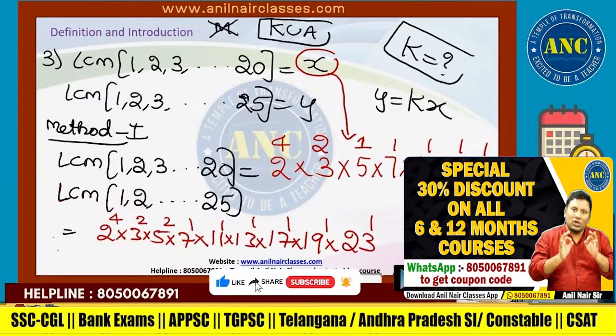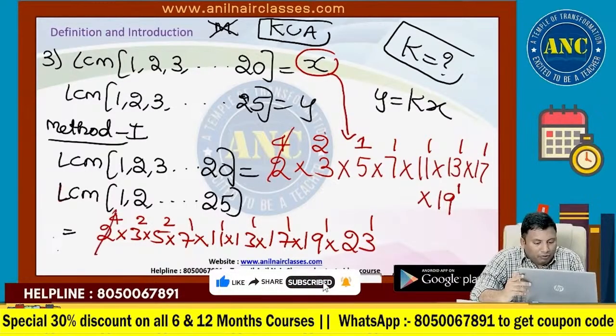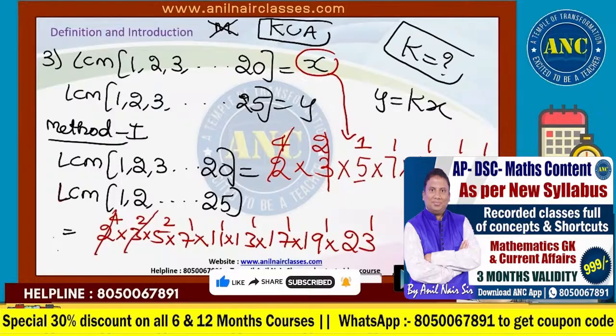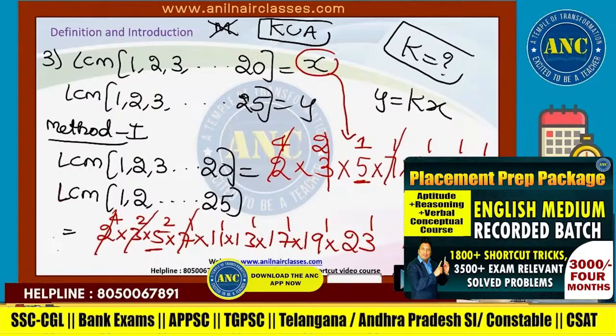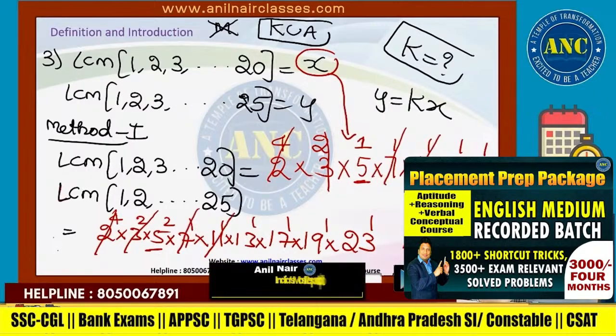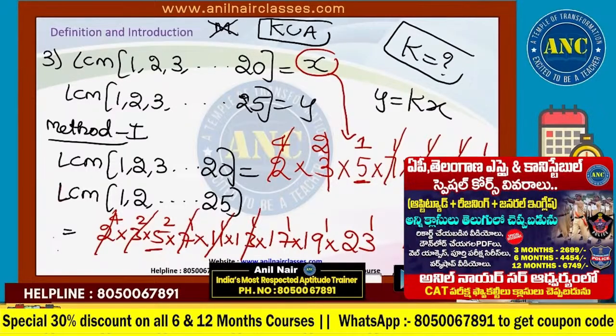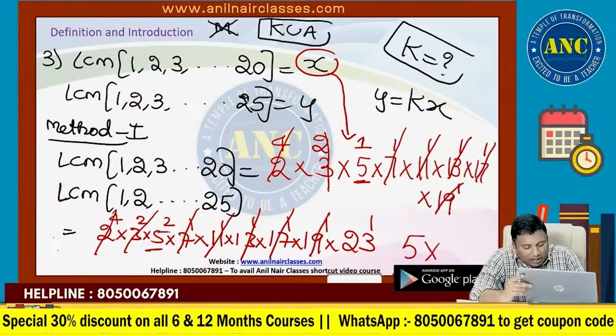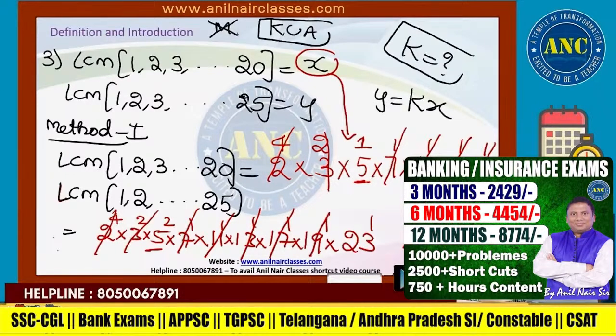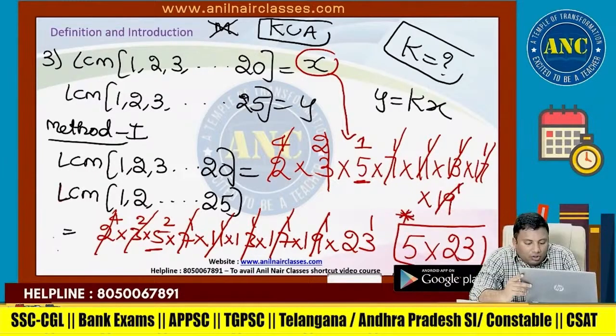Something extra is there. 2 power 4, 2 power 4, 3 square, 3 square, 5 power 1, 5 square, extra 5 is there. 7 power 1, 7 power 1, 11 power 1, 11 power 1, 13 power 1, 13 power 1, 17 power 1, 17 power 1, 19 power 1, 19 power 1. Something extra is there. That extra value is 5 into 23.